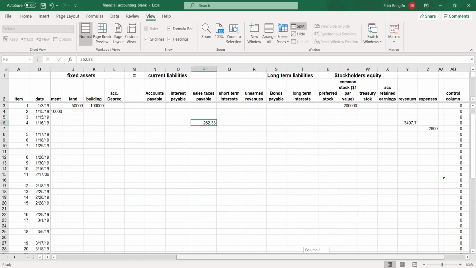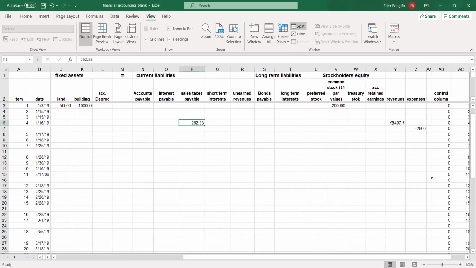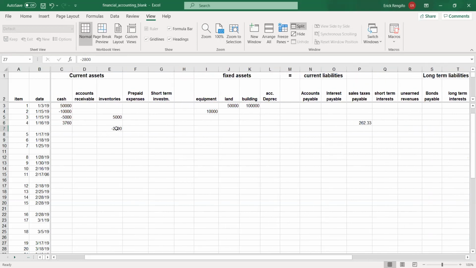However, from these sales, 3,497.7, this is my revenue. Got it? But as soon as you have sold inventory, this implies that you have an expense. In this case, this expense is a cost of goods, remember? I just realized that we don't have a cost of goods sold column specifically. Exactly, and that's why it went into expenses. General expenses.